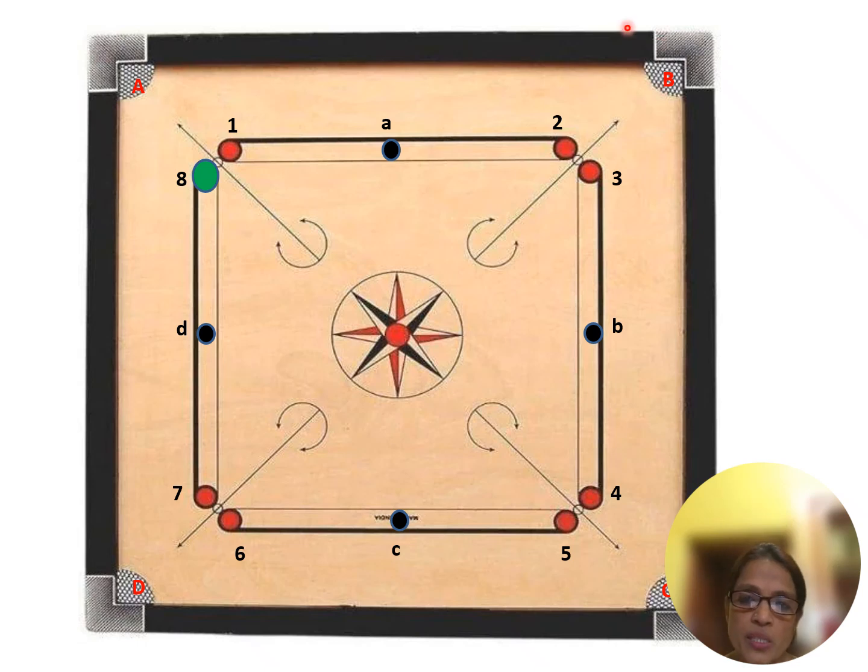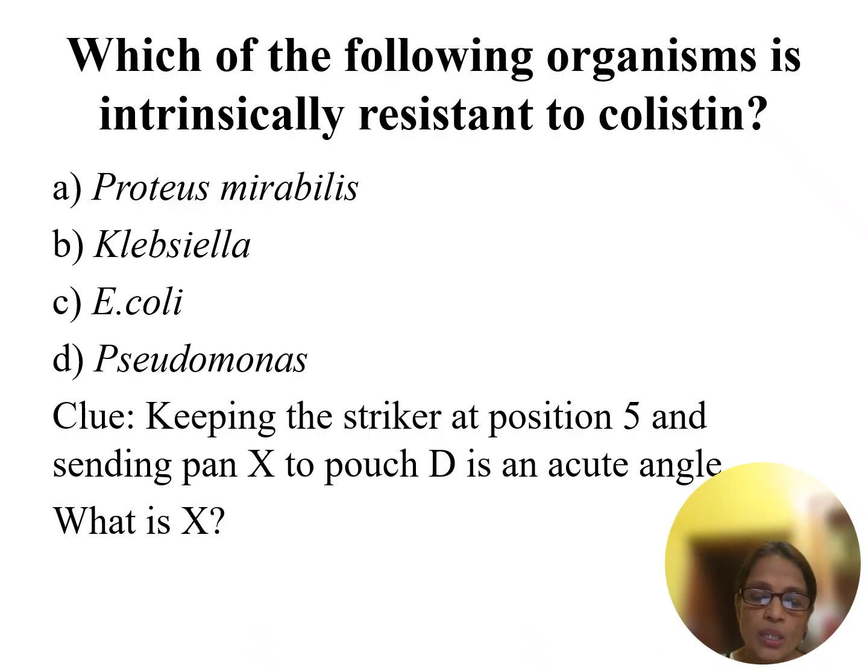That is, daptomycin is inactivated by the lung surfactant. That is why you cannot use daptomycin in lower respiratory tract infections. Okay, that's the answer. The next question is, which of the following organisms is intrinsically resistant to colistin? So, of these organisms, which one is intrinsically resistant to colistin? Number 1 is Proteus mirabilis, 2 Klebsiella, C, E. coli, D, Pseudomonas. Now the clue is keeping the striker at position 5 and sending the pawn to X.